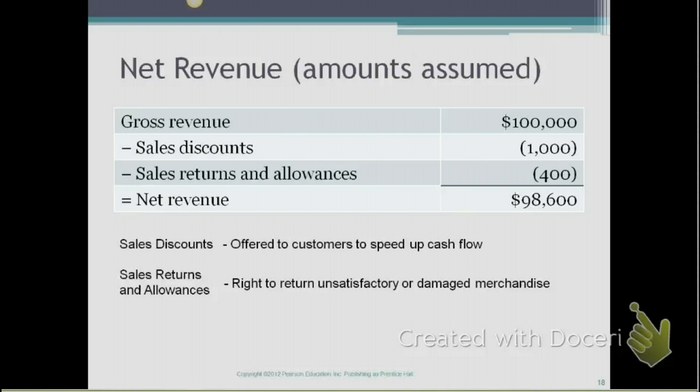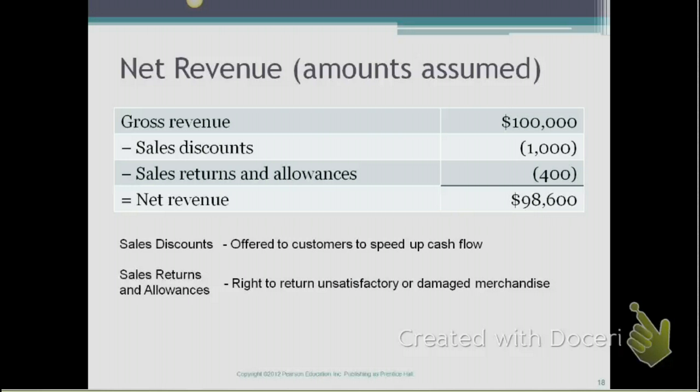Sales discounts are discounts that are offered to customers to help speed up cash flow to the company, and sales returns and allowances are defined as the right to return unsatisfactory or damaged merchandise. So if you sell goods to a customer and the customer is not happy and returns the merchandise, that will be shown under sales returns and allowances.